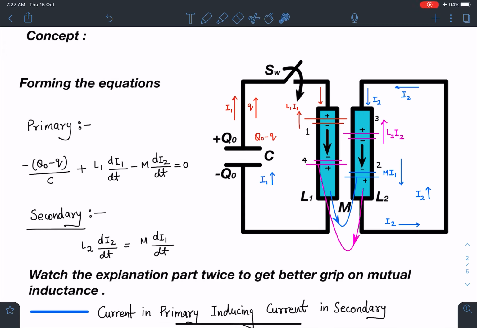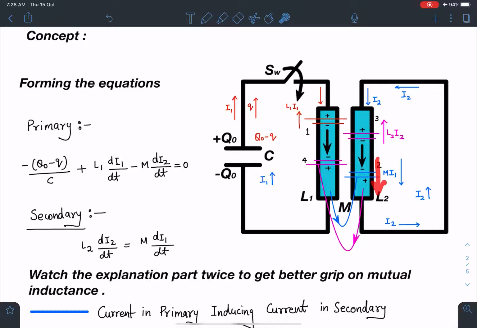So here the corresponding flux is going to be Mi1, and due to this Mi1, it's a rate of change, the battery we can draw like this, and it is going to oppose this increasing flux. So M di1 by dt will be in this direction. I hope this is clear to you.